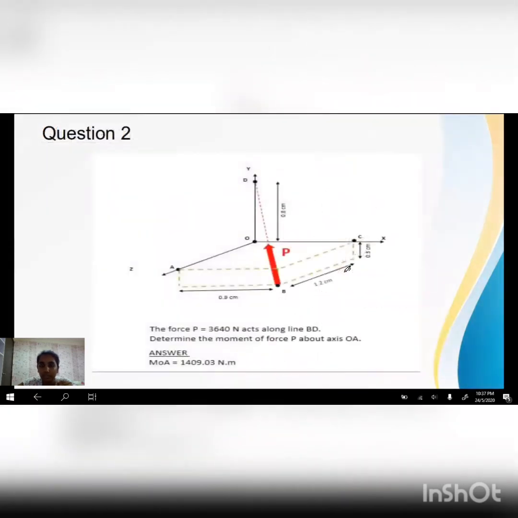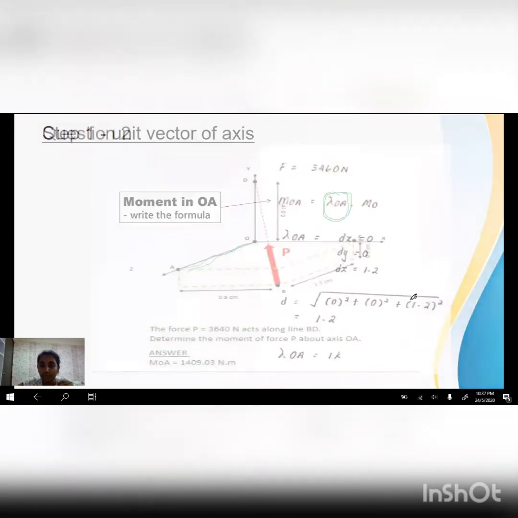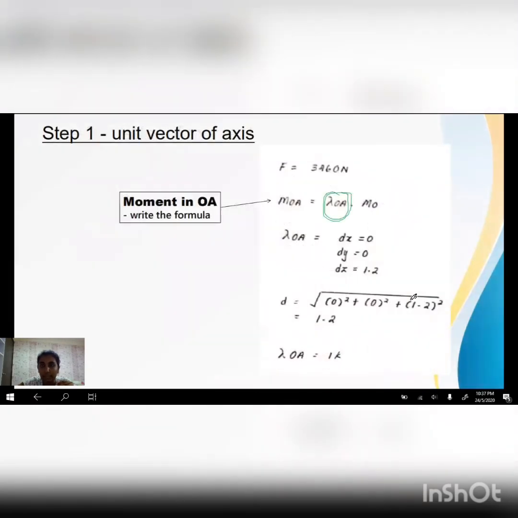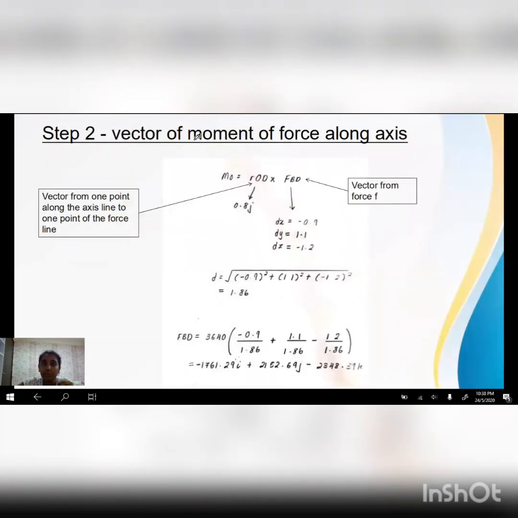We'll find lambda OA, dx, dy, dz. Let's look at OA. OA is on the z axis, so it is 1.2 dz, and dx and dy are 0. You plug the values into the d formula, and you will get lambda OA equals 1k. The next step is the vector of moment of force, exactly the same as question 1. You have to write the formula for MO, ROD times FBD.